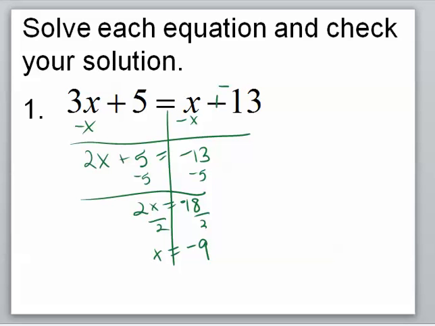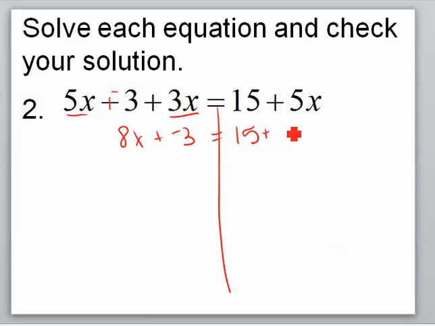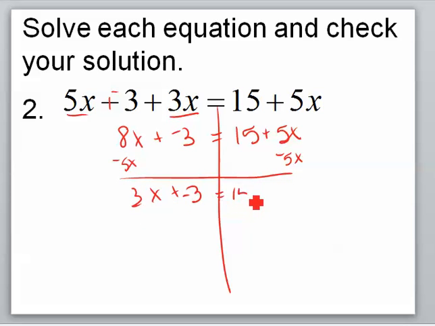On the next problem here, we are going to draw the line on the equal sign. I'm going to put plus the opposite. I've got like terms, so I've got 8x plus negative 3 equals 15 plus 5x. We're going to move the smallest variable to the other side, so I'm going to move the 5x over. That gives me 3x plus negative 3 equals 15. Then I would add 3 to both sides, and I get 3x is equal to 18. Divide by 3. x is 6.